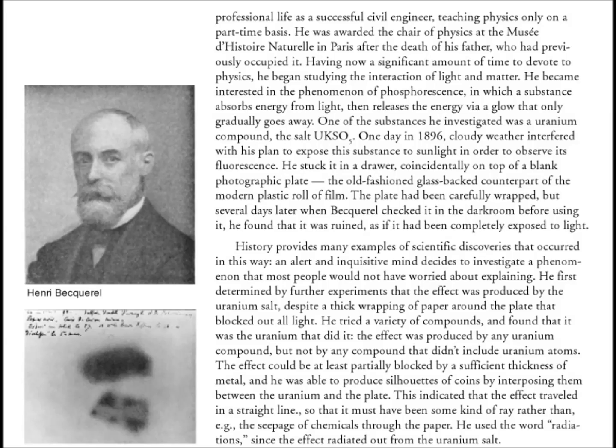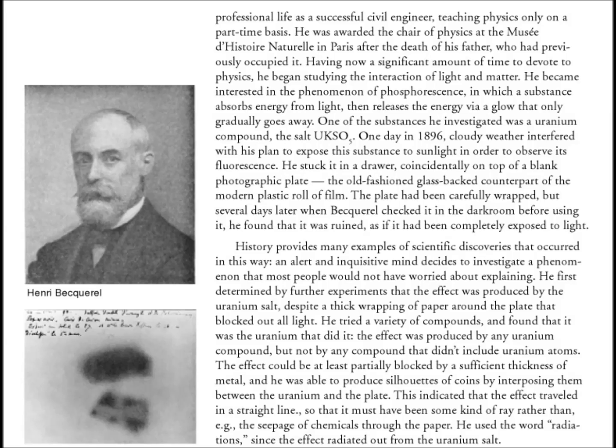History provides many examples of scientific discoveries that occurred in this way. An alert and inquisitive mind decides to investigate a phenomenon that most people would not have worried about explaining. He first determined by further experiments that the effect was produced by the uranium salt, despite a thick wrapping of paper around the plate that blocked out all light. He tried a variety of compounds and found that it was the uranium that did it. The effect was produced by a uranium compound, but not by any compound that didn't include uranium atoms.